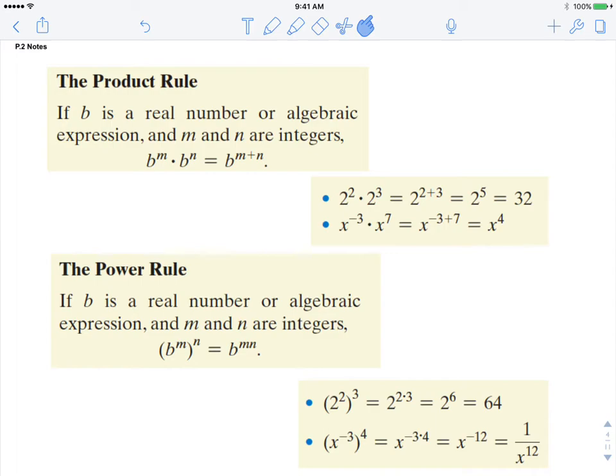The next property is called the product rule property. So if you have like bases, and they are multiplied together, what you do is you add those exponents. So here's a couple examples. 2 squared times 2 cubed, those are like bases, they're both base 2, so you add those exponents to give you 5, and then go ahead and simplify it. 2 to the 5th power is 32. Next example here, you're going to go ahead and add those exponents together, and then simplify.